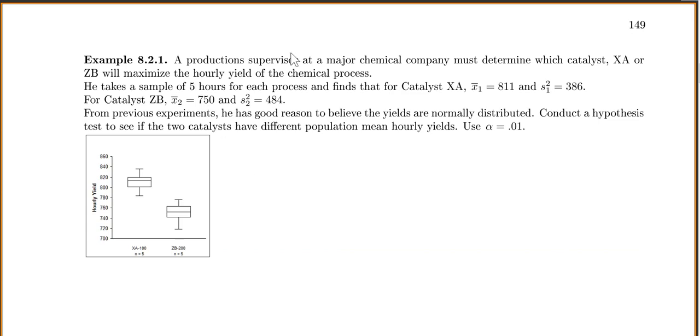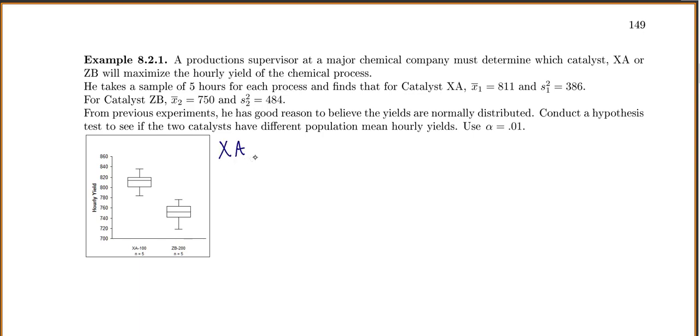Let's try it. A production supervisor at a major chemical company has to determine which catalyst, XA or ZB, will maximize the hourly yield of the chemical process. He takes a sample of 5 hours for each process and finds that for catalyst XA, the sample mean is 811, sample variance is 386. Notice again, s squared means it's variance, not standard deviation.